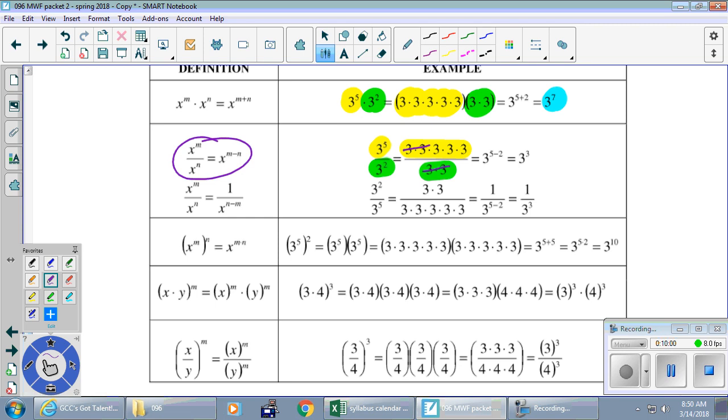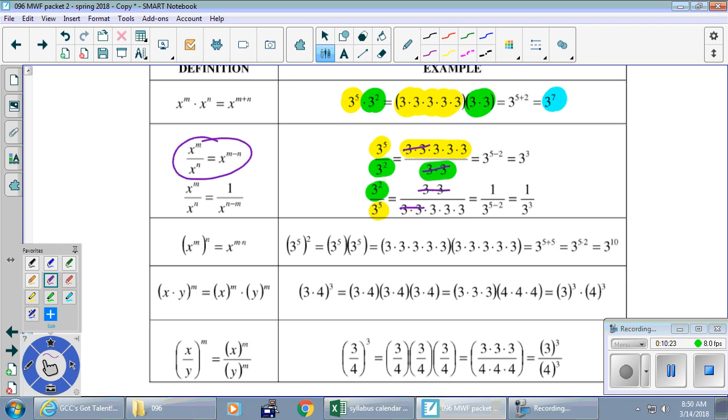but I'm going to show you the reciprocal form, the flipped over form. Let's take a look at the same problem, but upside down. Now the 3 to the 5th is on the bottom, and the 3 to the 2nd is on the top. How many of those 3's cancel? 2. Is the answer, again, 3 to the 3rd power? No, it's 1 over 3 to the 3rd power.